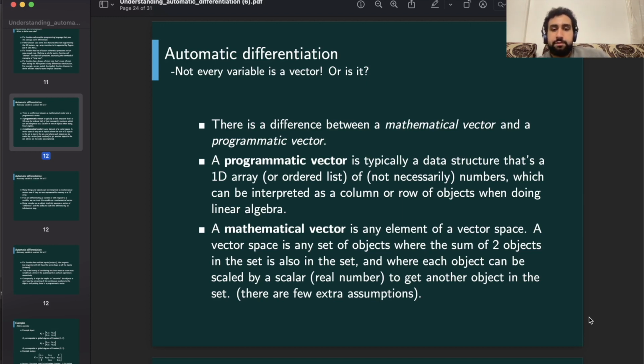The definition of a mathematical vector does not put any constraints or limitations on how you can represent this vector, right? And that's what makes it so abstract that it's impossible to implement without making some more assumptions. That's why we have this other concept of a programmatic vector that's the closest representation to what most people associate with the word vector, right? However, as far as automatic differentiation is concerned, it might be helpful to think of mathematical vectors and programmatic vectors at the same time.